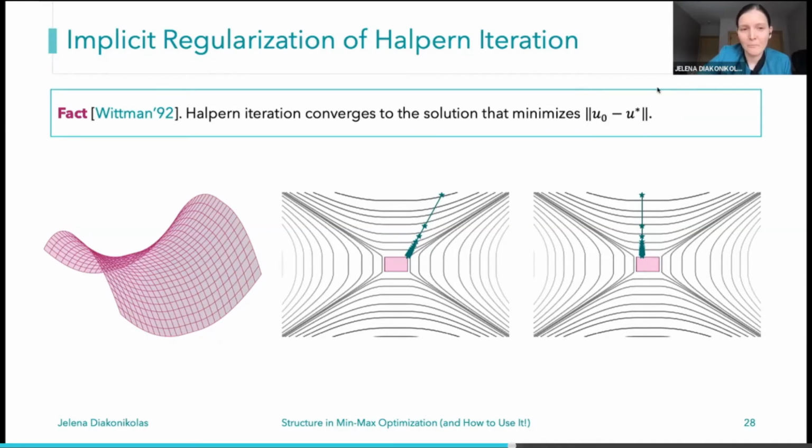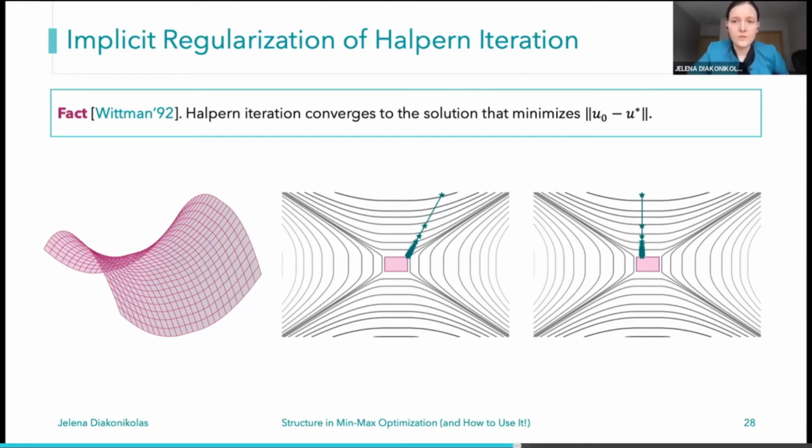And okay, my results are for the Euclidean case, but this fact holds for arbitrary norms. So if you apply this for the L1 norm setting, you would be getting sparse solutions. That's really nice. And you don't need to do anything extra for it. It's just the property of the algorithm.